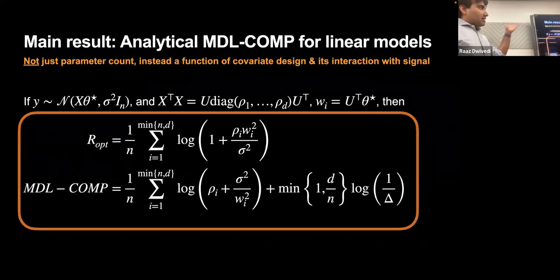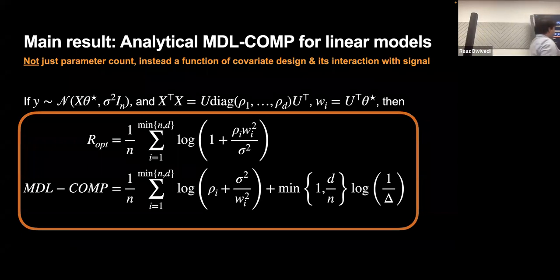So the main result that I'll talk about today, and the paper has other cases too, is the simple linear model case in higher dimensions, because as I said, we're trying to do analytical derivations. So if y is coming from a normal with mean x theta star and noise variance sigma square, and x transpose x diagonalizes as u times some eigenvalues times u transpose, and w denotes your signal in the rotated eigenbasis.